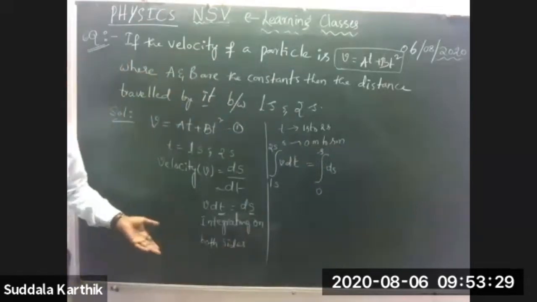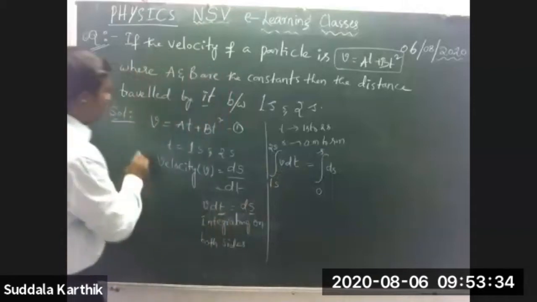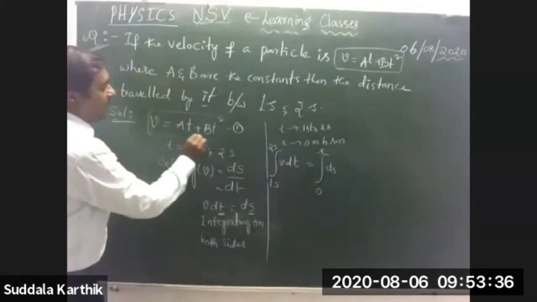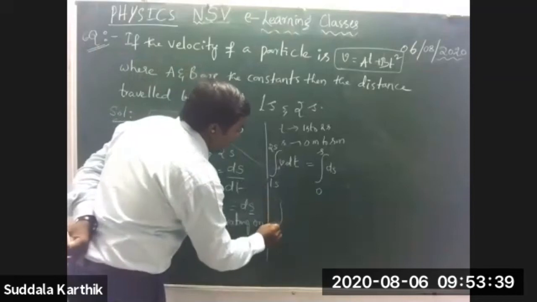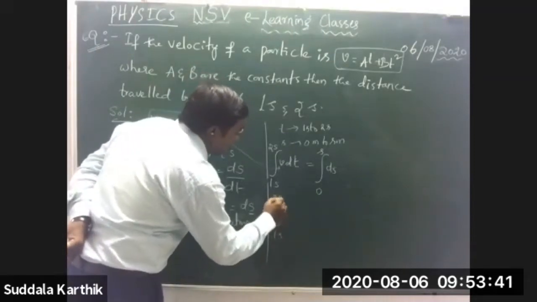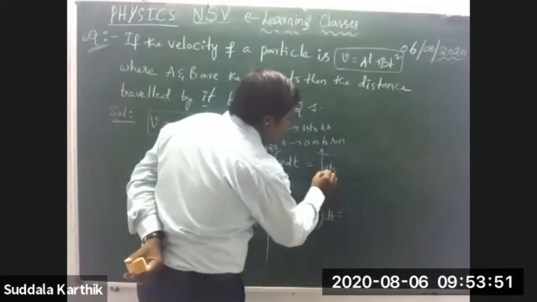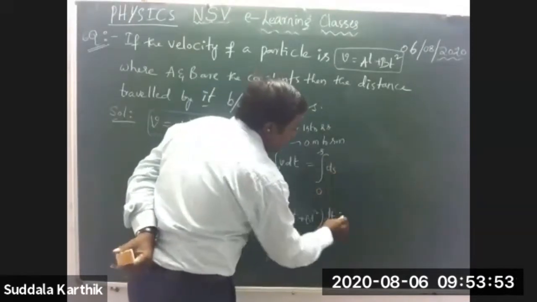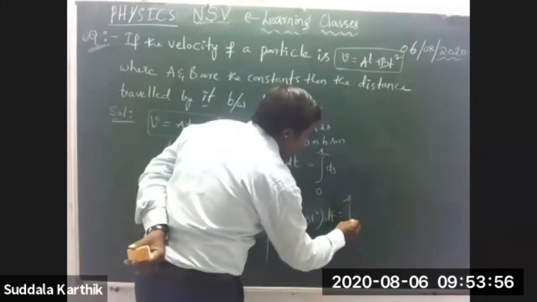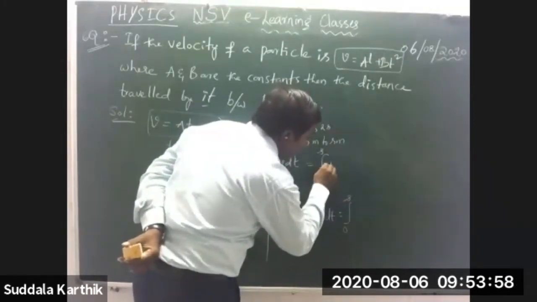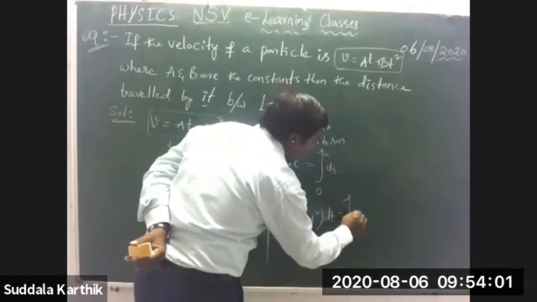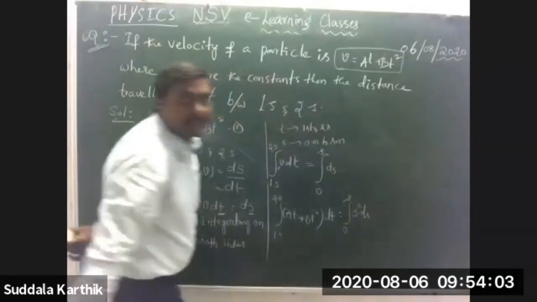Actually, the distance is not given, but I want to calculate the distance. So v is given from equation number 1, and I am just substituting here. Integral from 1 second to 2 seconds of at plus bt square dt is equal to integral from 0 to s of 1 ds, which is s power 0 ds.